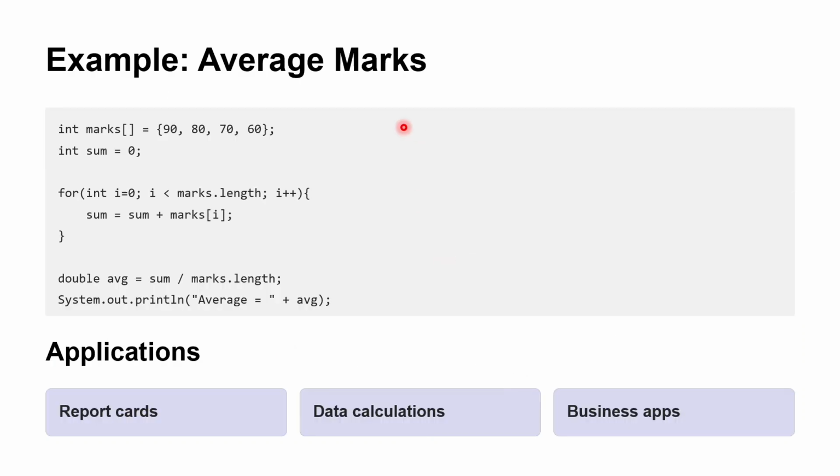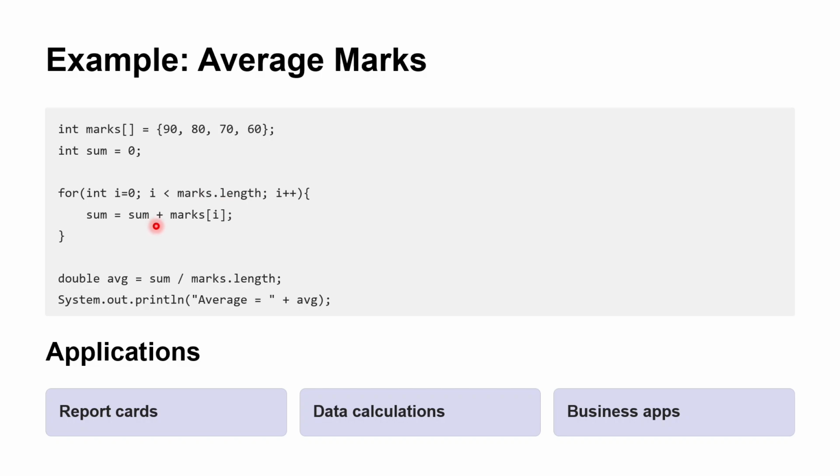Now let's talk about some operations to be performed on the array. You can see there is an array named marks, which has four values, and we initialize one variable named sum to 0. What we are doing is calculating the average of these marks. We will use the for loop to iterate through all the elements, and we are just adding up all the elements of the array.